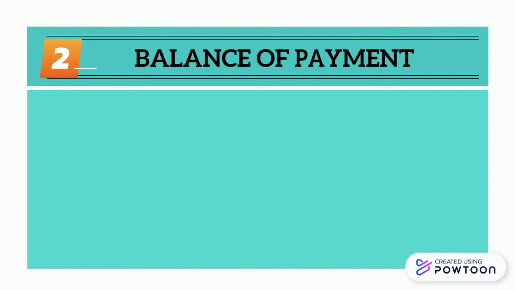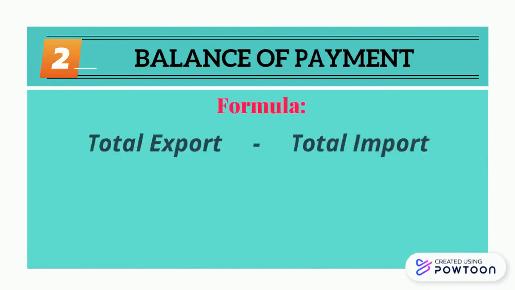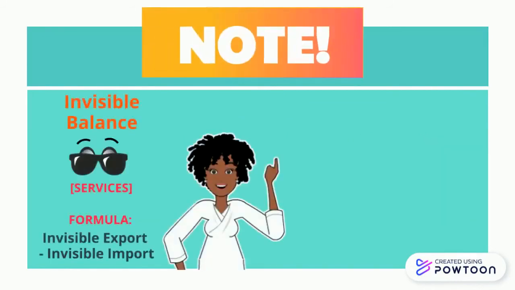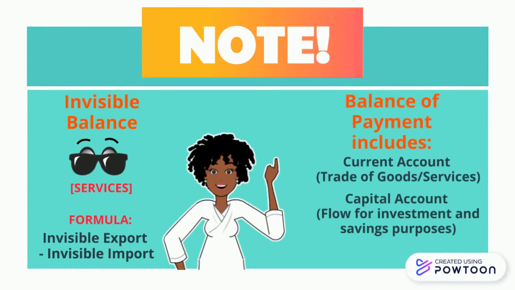Then there's our balance of payment. The formula is total exports minus our total imports, or we take our balance of trade and add or subtract our invisible balance. Now we must note the invisible balance, which are our services, is the invisible export minus the invisible import. And our balance of payments, that calculation also includes our current account balances and the capital account balances.